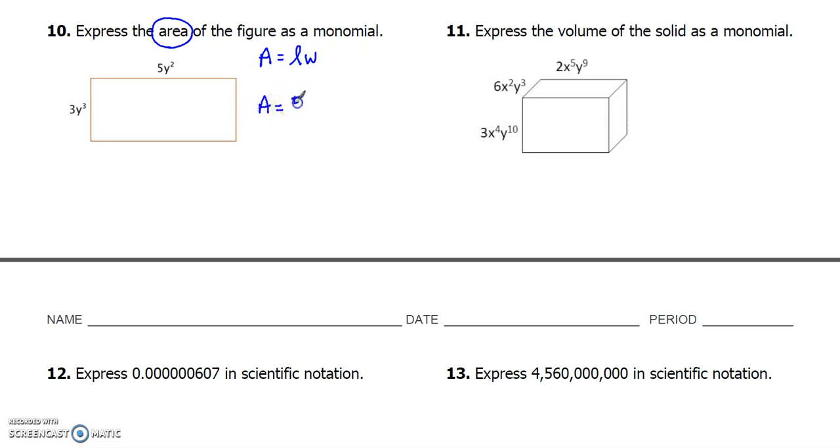So that means we have 5y squared times 3y cubed. So we will multiply our coefficients, but then we will add the exponents. So 5 times 3 will give us the 15, and y squared times y cubed will give us y to the 5th power.